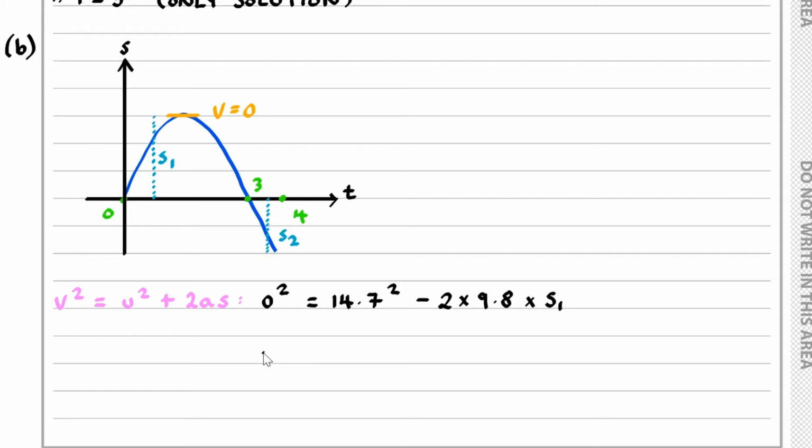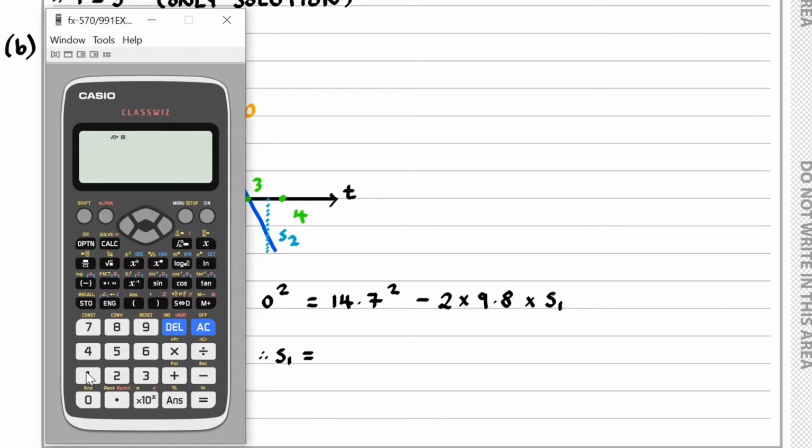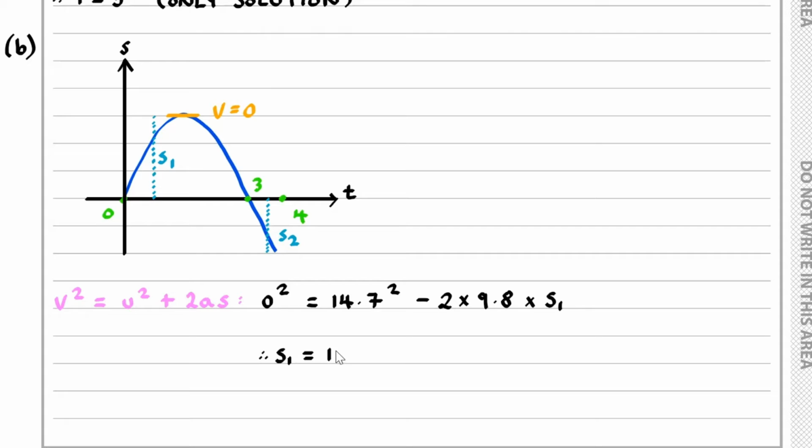And if we find out what S1 is, S1 would equal 14.7 squared over 2 times 9.8. So it turns out we get 11.025 meters. And so S1, if we write down the value of that, we got 11.025 meters.